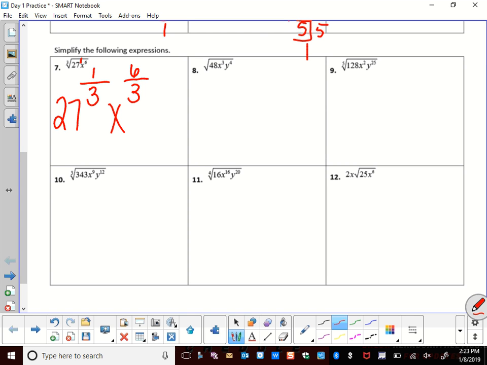Number 8. What's my power on 48? No. Here, 3 is the power on x. The power on 48 is 1. It's understood to be 1. And what's my root? What's my power on x? What about y?